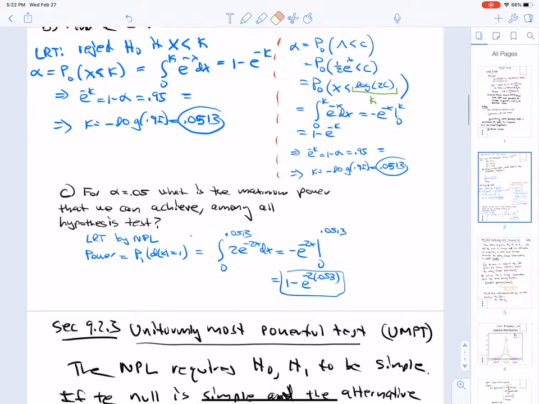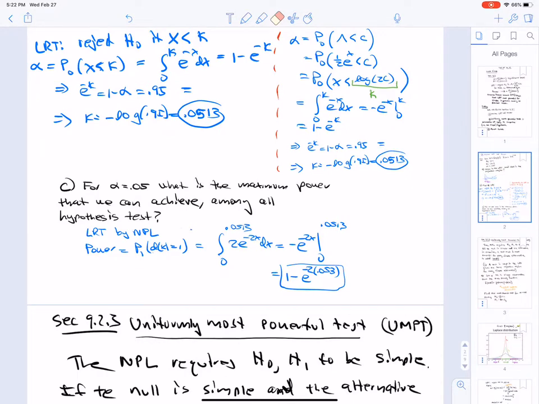So now for alpha is 0.05, what's the max power that we can achieve among all hypothesis tests? Well, the Neyman-Pearson lemma tells us that the LRT is the most powerful, with alpha is 0.05, and that power is 1 minus e to the minus 2 times 0.053, just using the definition of power.